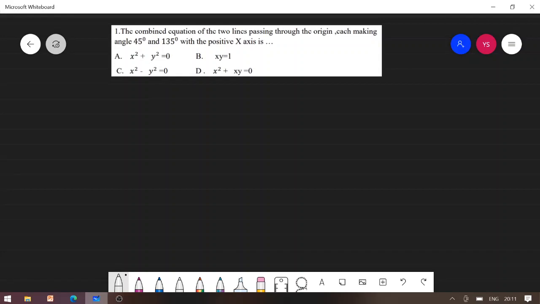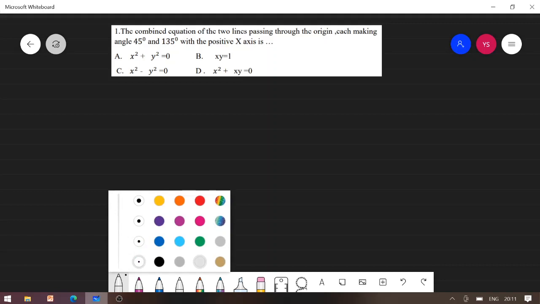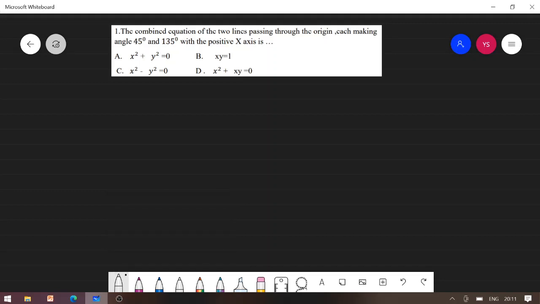The combined equation of two lines passing through the origin, each making an angle of 45 degrees and 135 degrees with the positive x-axis is. So look at the options carefully. We have the graphical representation of them on your xy plane. The first line makes an angle of 45 degrees with respect to the positive x-axis.